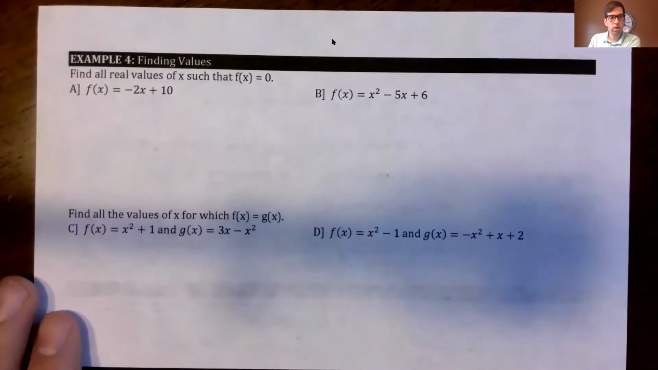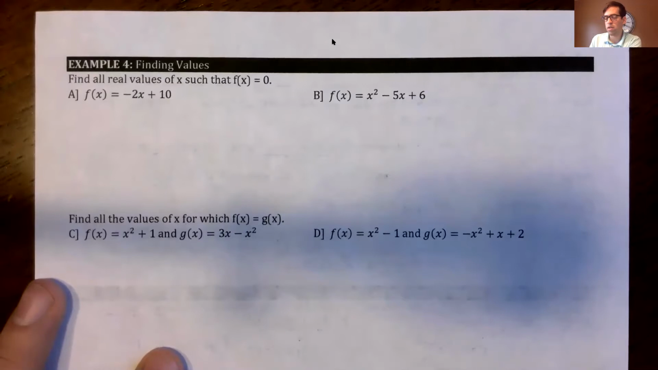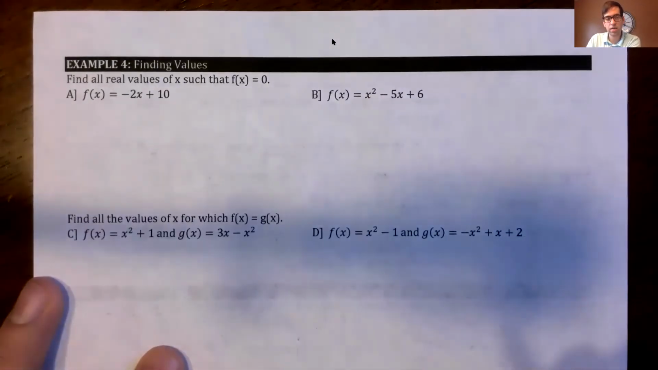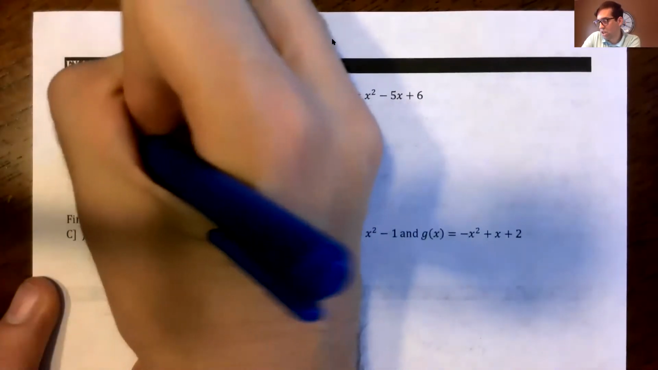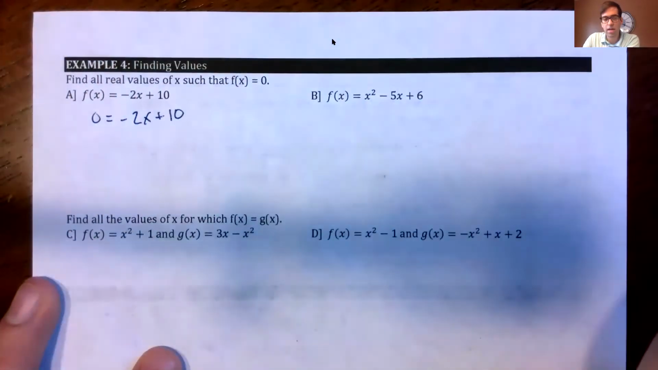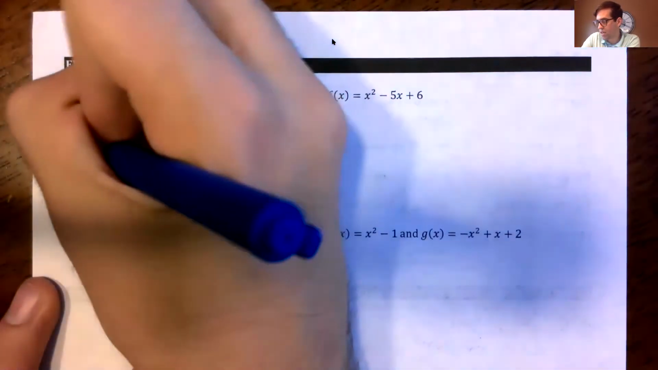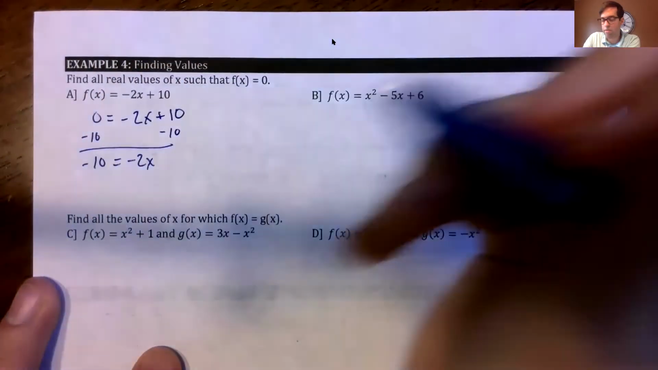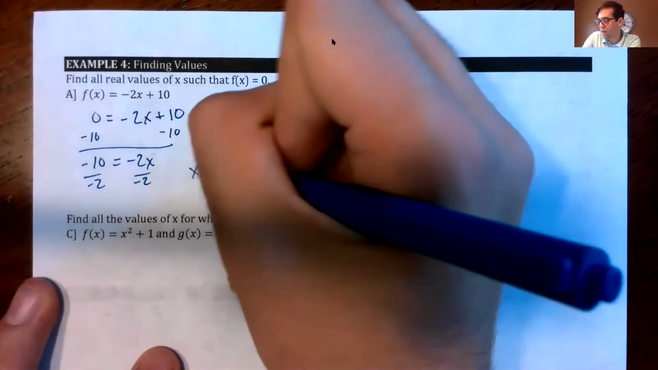In example 4, we're going to find all real values of x such that f of x equals 0. So this is a little bit more of a practice with function notation. So in letter A here, we are actually changing the whole f of x to 0. We're not changing x, so it'll be like this. And then we're going to just solve for x. So we can subtract 10 to the other side. And then divide by negative 2. And we get x equals 5.